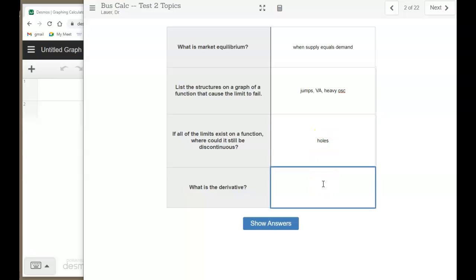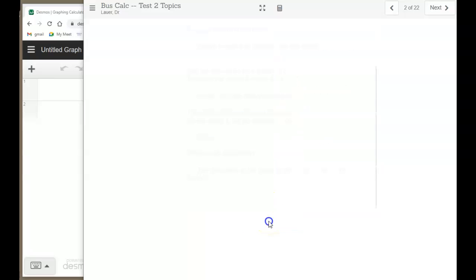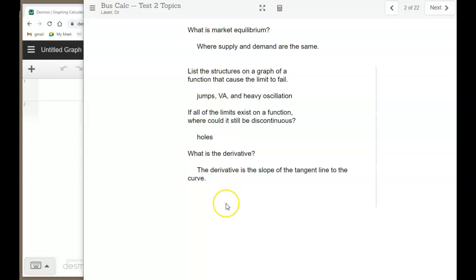What is the derivative? It is the slope of the tangent line to the curve. You may have to answer these on paper, questions like these. So you may have a sheet in Desmos like these where you're answering them on paper. And then if you hit show answers, it's going to show you your answers.